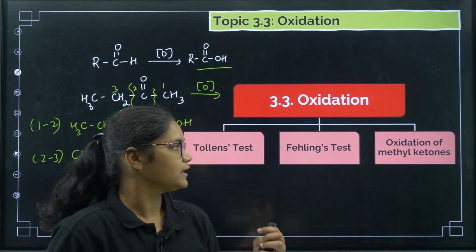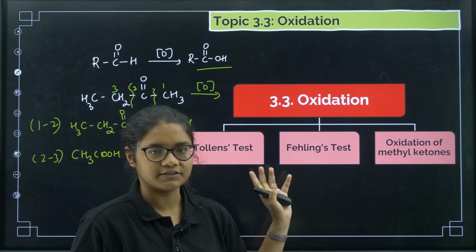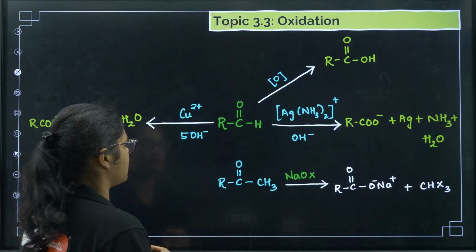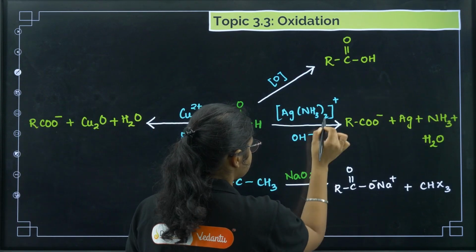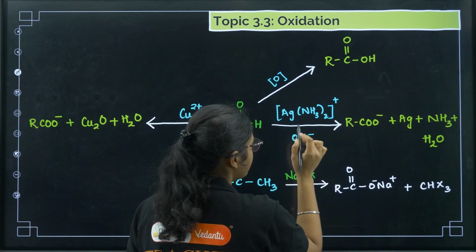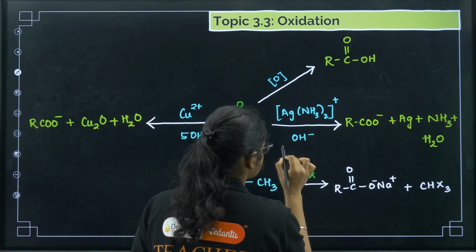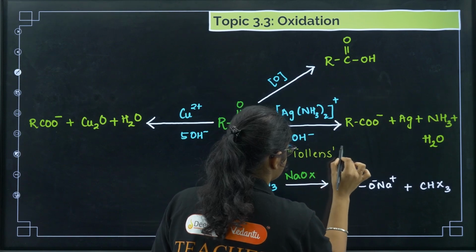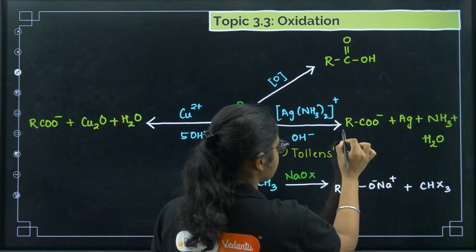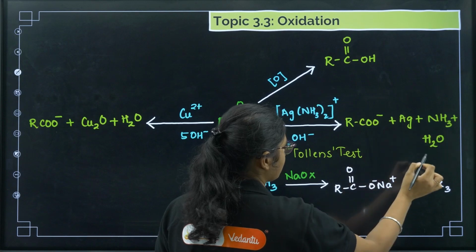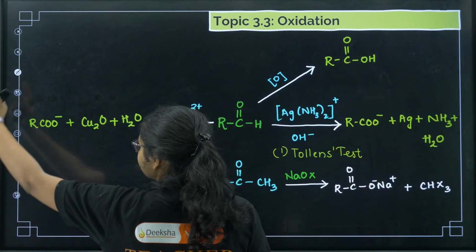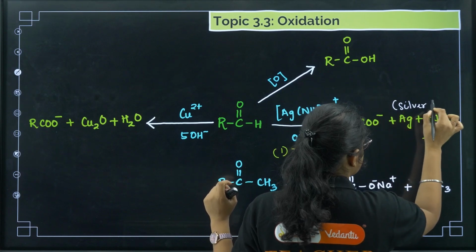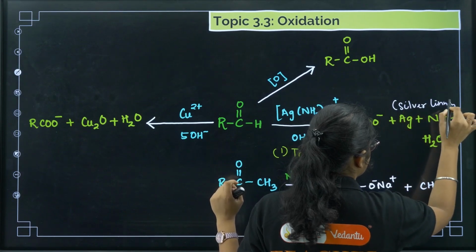Now here we have different reagents for oxidation of aldehydes. The first one here is RCHO with the reagent silver ammonia, or ammoniacal silver nitrate. This is called Tollens test or reagent. This one will give you RCOO minus, Ag, plus ammonia plus water. So what we will observe? We will observe a silver mirror, silver lining in the glass tube.